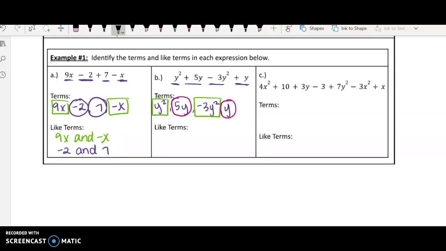So my like terms, I have y squared, and that's alike to -3y squared. So those are like my Skittles. And then my other set of like terms are 5y and just y. And that's because they only have a y. They don't have anything else attached to it. So just 5y and y are alike, and just y squared and -3y squared are alike. A negative and a positive can still be alike if they have the same letter attached.